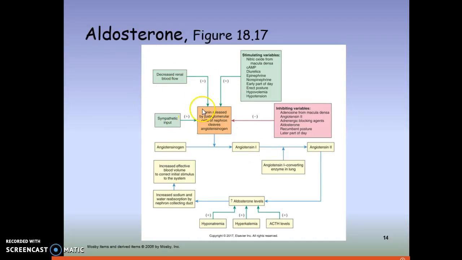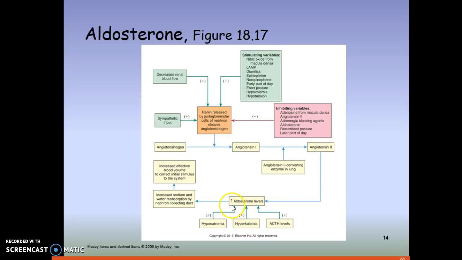All right, all of these 3 different stimulating variables: decreased renal blood flow, sympathetic input, act on the kidney to release renin. Renin acts on angiotensinogen to create angiotensin 1. Angiotensin converting enzyme, or ACE, is found in the lungs and breaks down angiotensin 1 to angiotensin 2. That causes increased secretion of aldosterone.